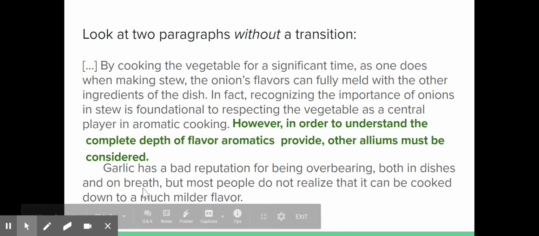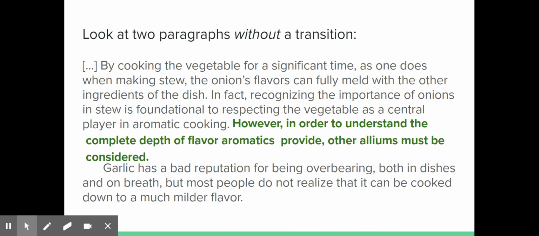Here's a transition sentence. However, comma, because we put commas after our transitional words, as we learned yesterday. However, in order to understand the complete depth of flavor aromatics provide, other alliums must be considered. Garlic is also an allium: garlic, shallots, onions. In order to understand the complete depth of flavor these things provide, you've got to consider other alliums.